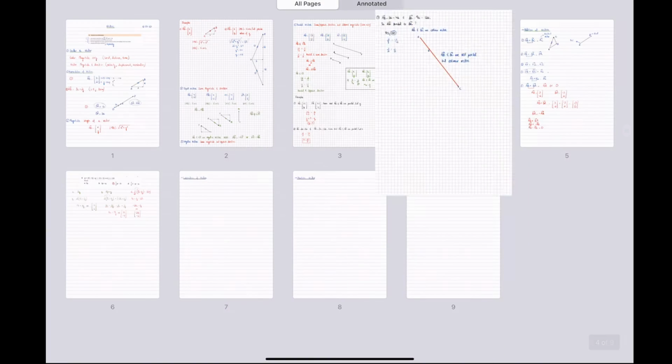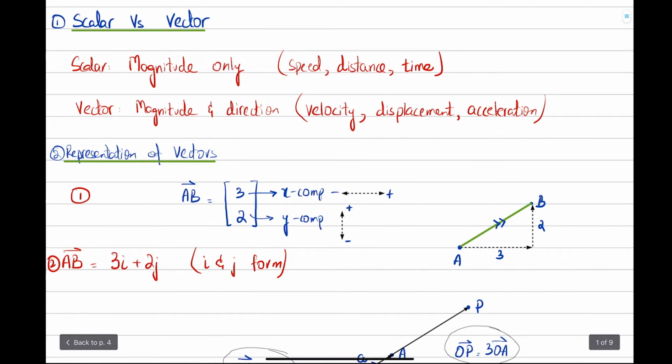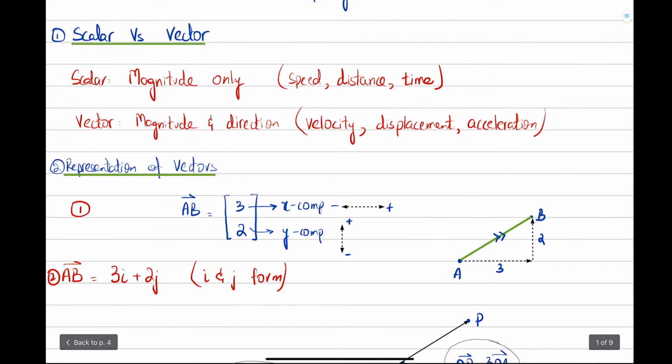So in the last class we did a bunch of concepts. First of all, we learned what a vector quantity is and what a scalar quantity is. A scalar quantity has only magnitude, whereas a vector quantity has magnitude as well as direction. A couple of examples are velocity, displacement, and acceleration. All three of them could be plus as well as minus. So that's what makes it a vector quantity.